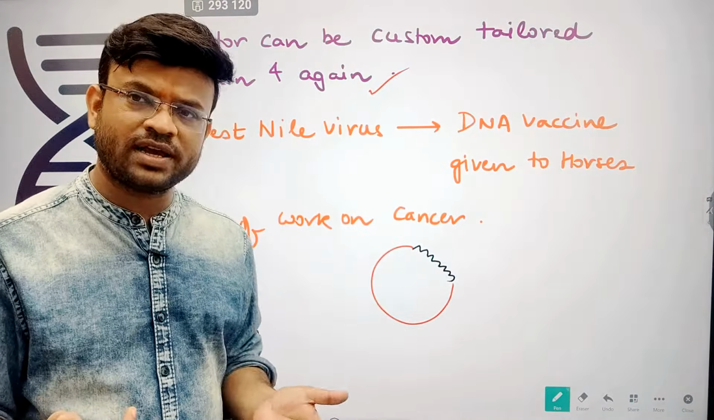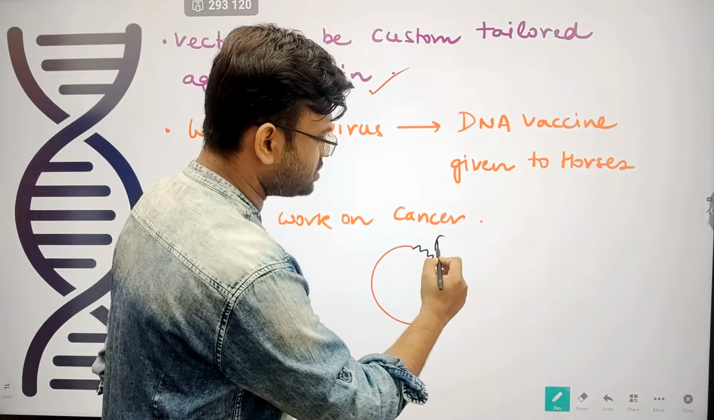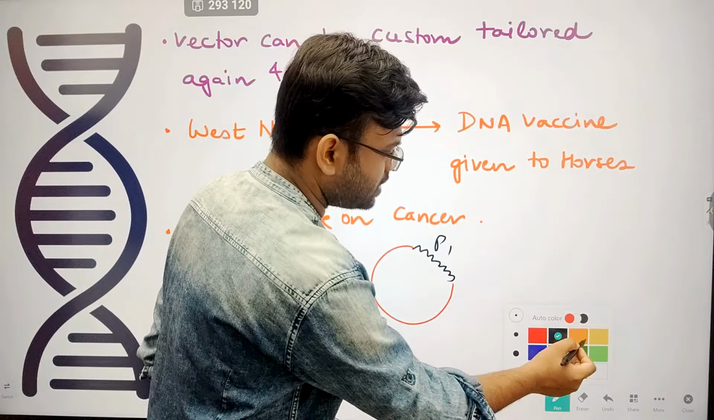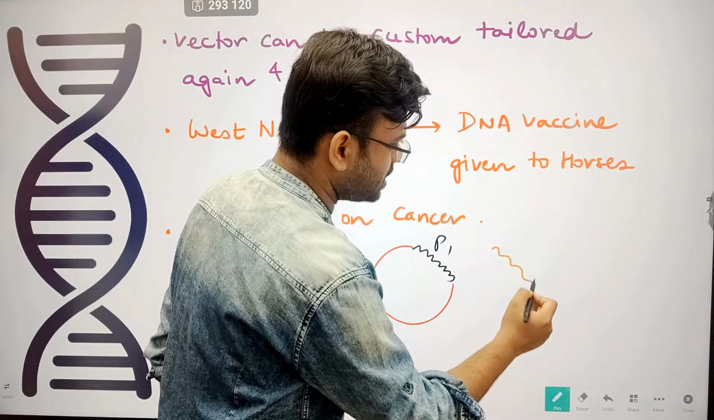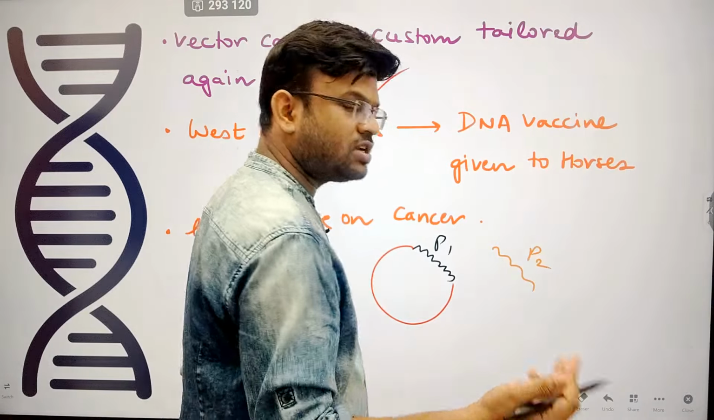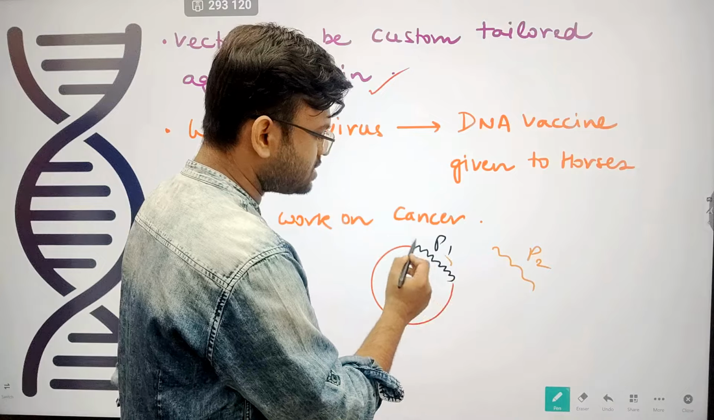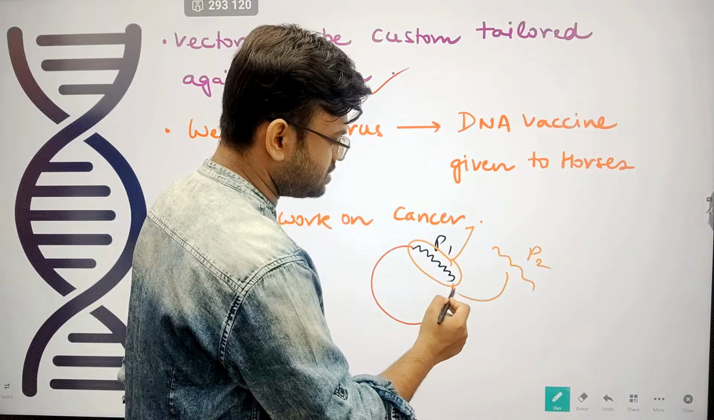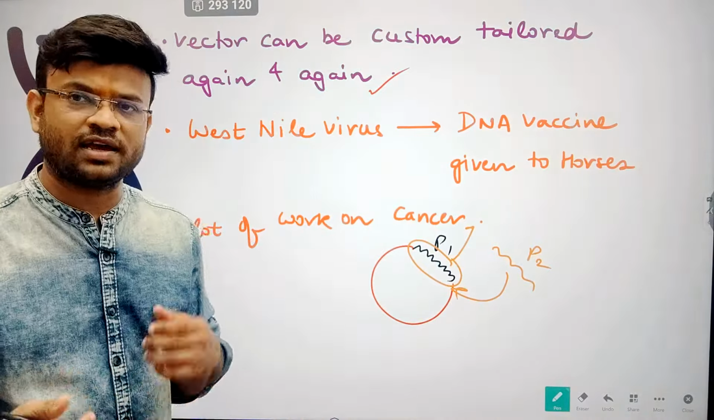I am changing that only again. So let us say that this was for pathogen number 1. I can convert it for, let us say this is for pathogen number 2, pathogen number 3, and so on. What I can do is I can just remove this and insert this, and I can do this again and again.